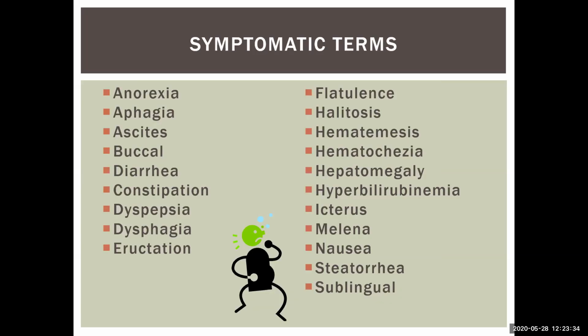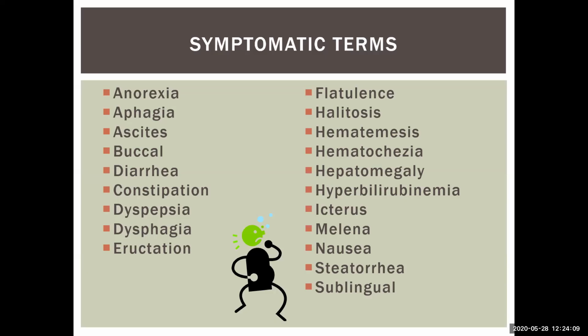Certain terms that we also use: anorexia is loss of appetite, orexia is appetite, and an meaning no. Aphagia is an inability to swallow. Ascites is where we get accumulation of fluid in the peritoneal cavity, which is very rich in albumin, which is protein. Buccal is the cheek. Diarrhea is stool that's loose or liquid. Constipation is the infrequent or incomplete evacuation of your bowel movement. Constipo means to press together.